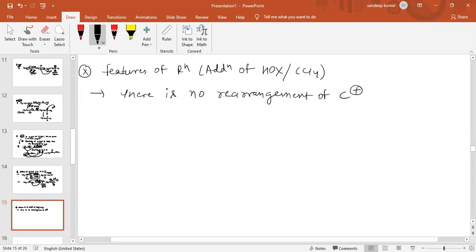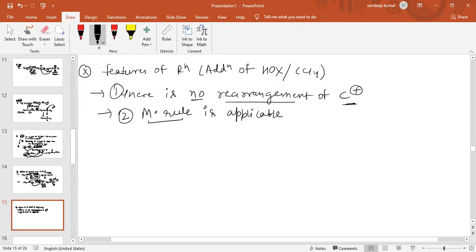Now, in this reaction also, Markovnikov's rule is applicable. So the first step feature of this reaction is that there is no rearrangement of carbocation in this case. And the second feature is that Markovnikov's rule is applicable for this reaction.